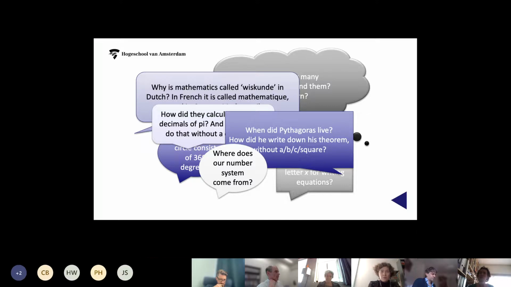But this also has the potential of making interesting mathematics activities. It's not just a question from a pupil, but you can use it yourself for making interesting classroom activities.